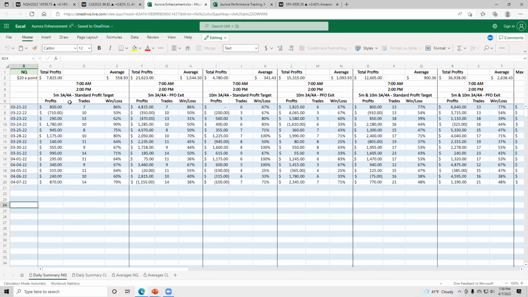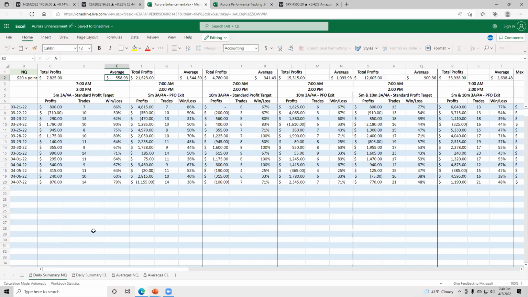So this category right here is trading a 5-minute NQ chart. Remember, you can look at just the 5-minute chart. You don't have to look at any other chart. Sometimes it might help you if you look at another chart, but you can just trade the 5-minute chart. And this is taking every 3A and every 4A signal and just holding for 10 points of profit. So you can see here what the profits have been.